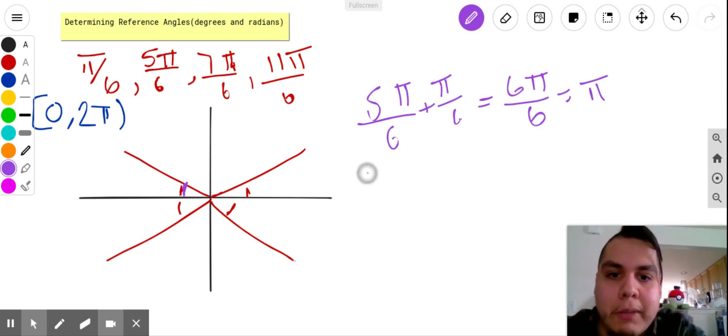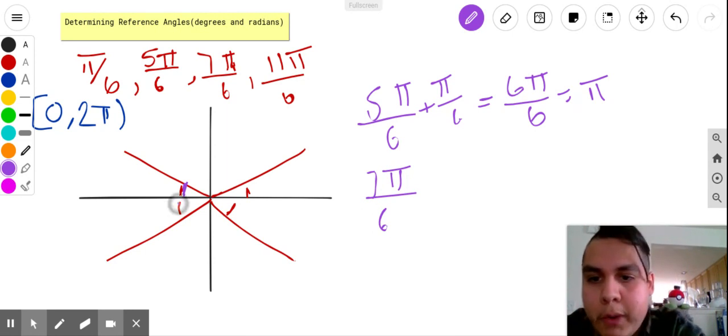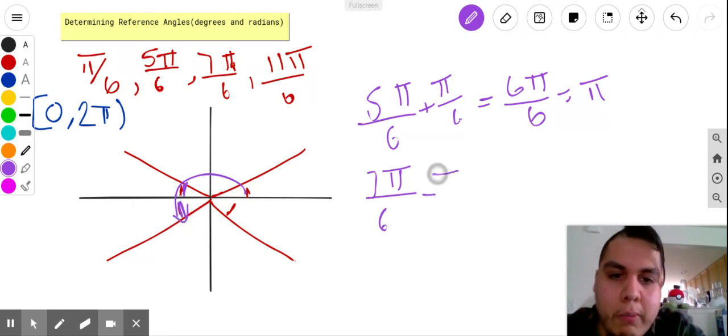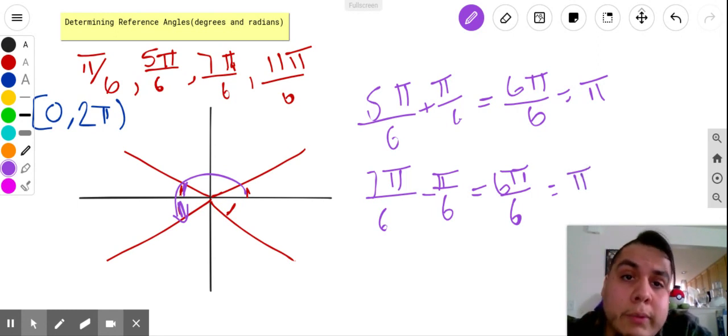So if I do the same thing with 7 pi over 6, it's a little over the x-axis, right? It went past, if I'm talking about the rotation, goes all the way like this. So I would have to take away a pi over 6, which would get me 6 over 6 again, or 6 pi over 6, which again just reduces down to pi. So that's it. So that's what the reference angles are between 0 and 2 pi.